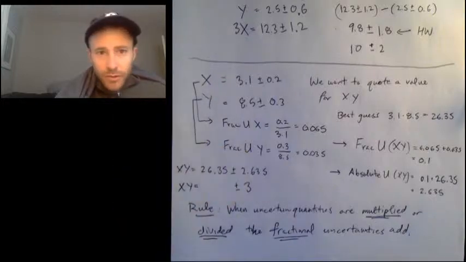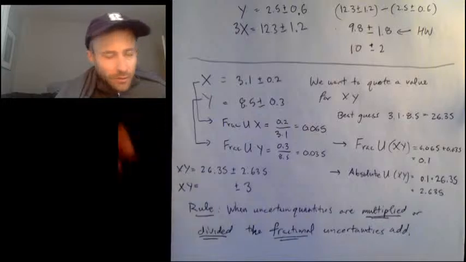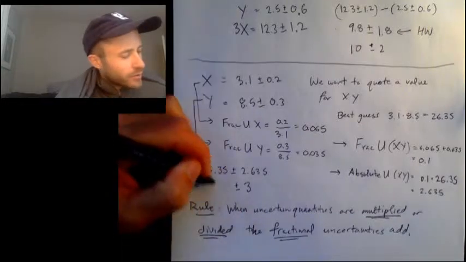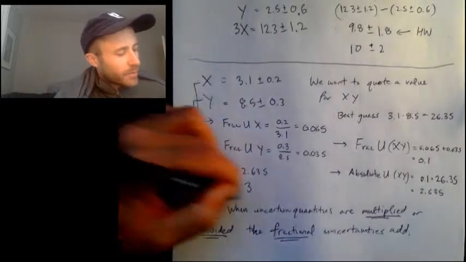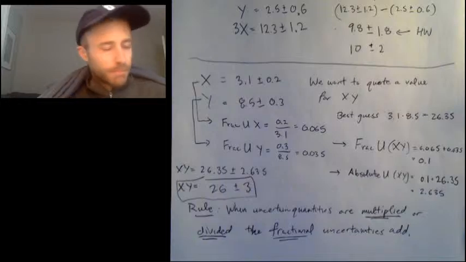So I round it to one significant digit. That significant digit happens to lie in the ones place, and so therefore I round my best guess to the ones place, and that gives me 26 plus or minus 3 as the quoted value for the product of those two.